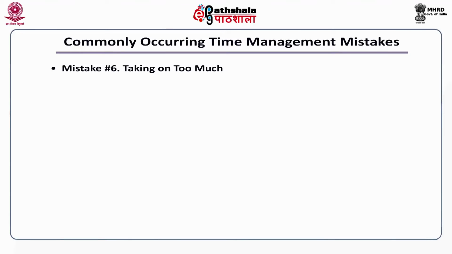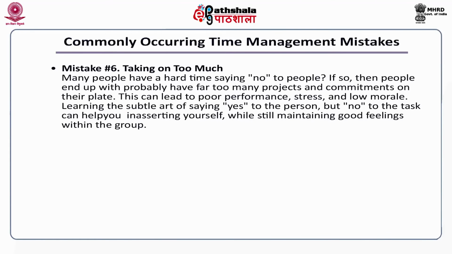Mistake number 6, taking on too much. Many people have a hard time saying no to people. If so, then people end up with probably far too many projects and commitments on their plate. This can lead to poor performance, stress, and low morale. Learning the subtle art of saying yes to a person but no to the task can help you in asserting yourself while still maintaining good feelings within the group.